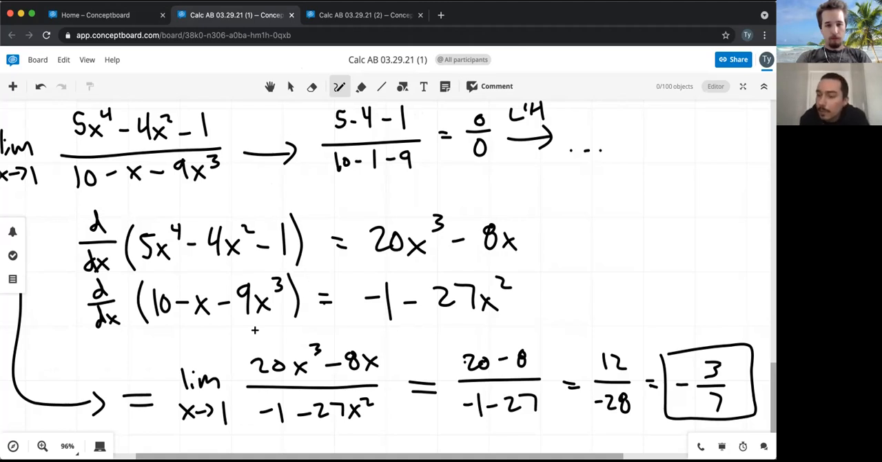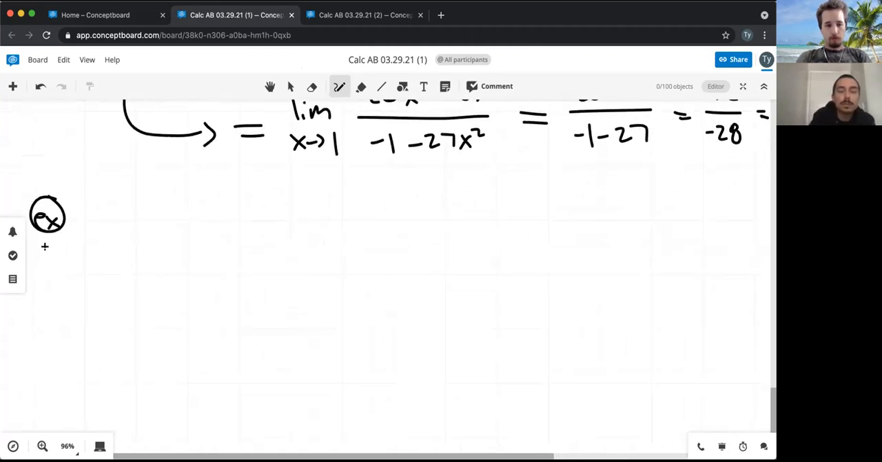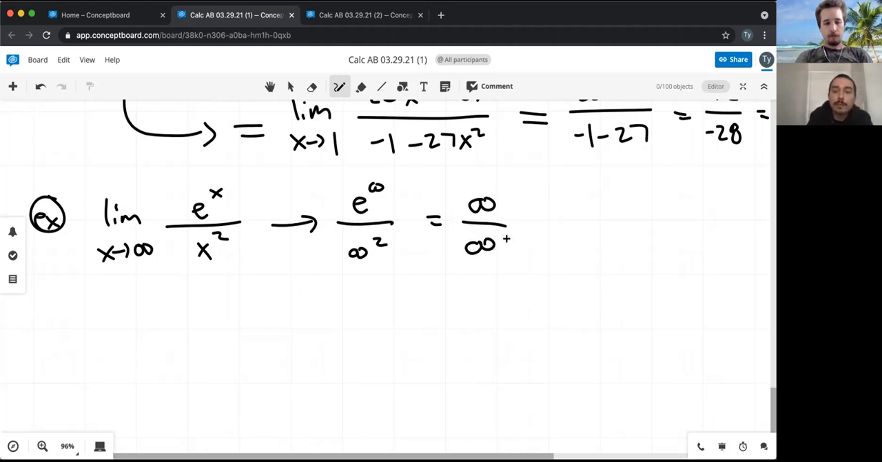Okay, so I'd say maybe let's do another couple of the more simple ones. So this time we want the limit as x goes to infinity of e to the x over x squared. Okay, so let's try direct evaluation. We get e to the infinity over infinity squared. Well, e raised to the infinity, we're multiplying e by itself a bunch of times. e is bigger than 1, so we're getting bigger and bigger. So that's infinity over infinity squared, infinity.